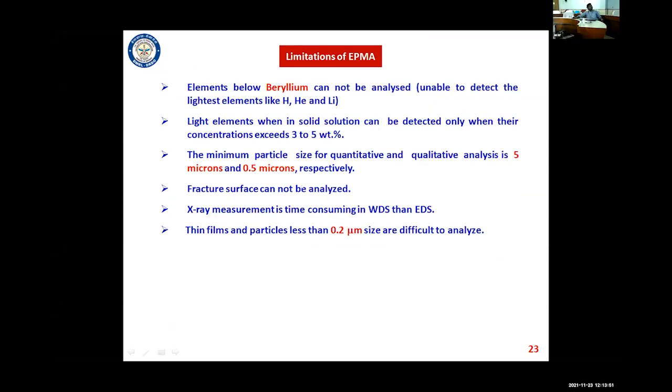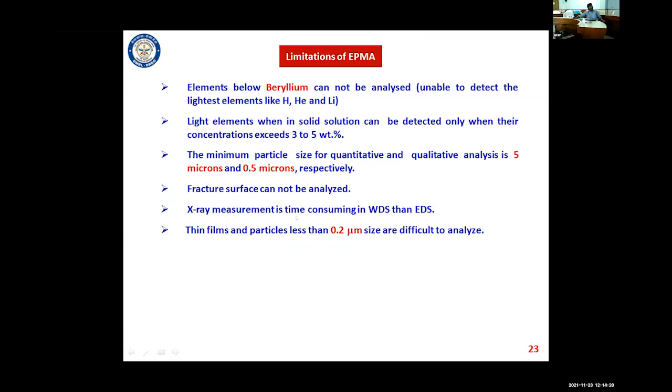These are the limitations of EPMA. Elements below beryllium cannot be analyzed, like you cannot detect hydrogen, helium, and lithium, which are light elements. When in solid solution, an element can be detected only when its concentration exceeds 3 to 5.8%. The minimum particle size for quantitative analysis is around 5 microns, and for qualitative analysis around 0.5 microns. Also, rough surfaces you cannot analyze using the EPMA. That you can do using the scanning electron microscope.